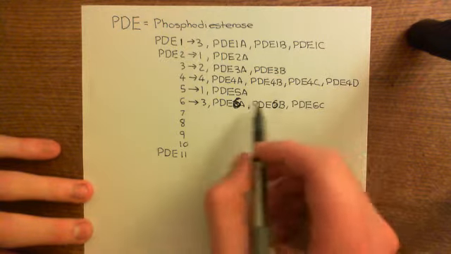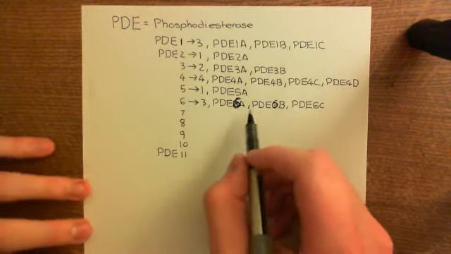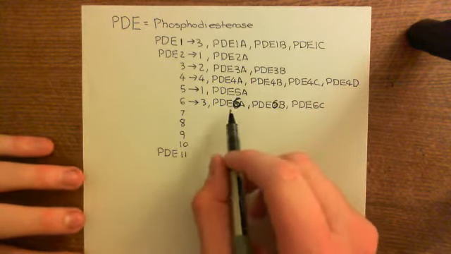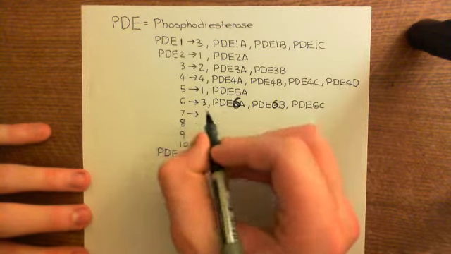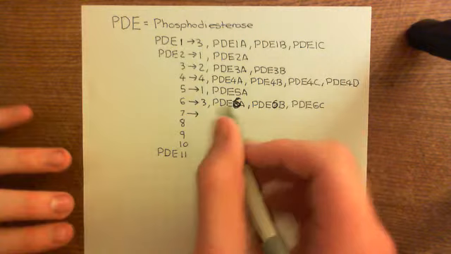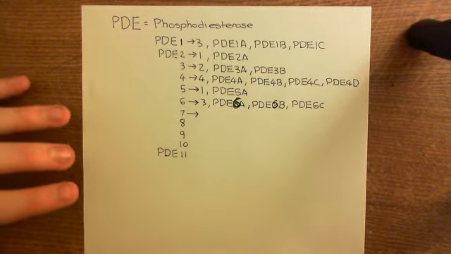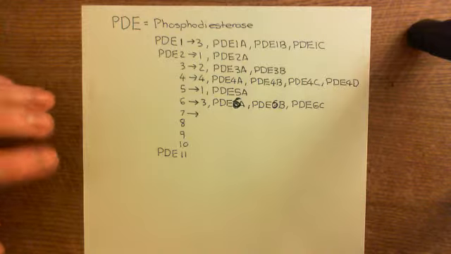These are all going to be very important in the rod and cone cells in the retina. They're important in phototransduction. Well, they're not actually involved in the phototransduction, but they're involved in the signaling cascade that follows phototransduction.